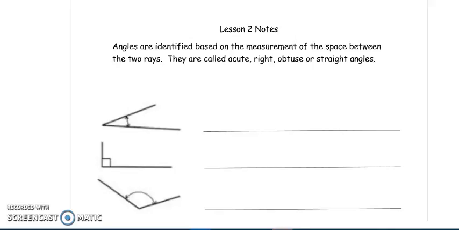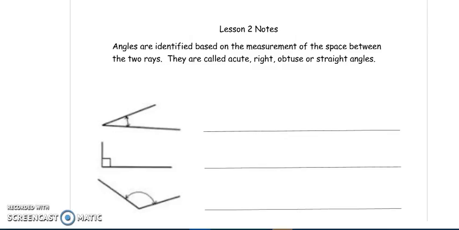Okay, so now we're on lesson 2 notes. Please write all of the things that I write. In this note, you're also going to need a piece of paper to use as a right angle. So if you would grab a piece of paper right now, that would be great. Pause if you need to.